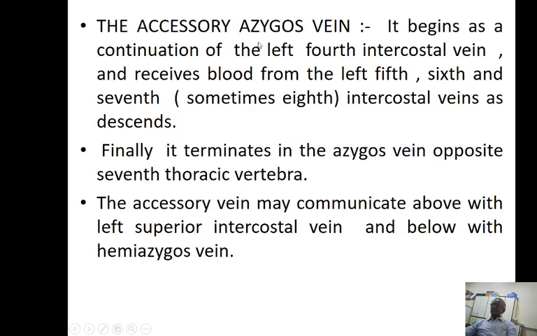The accessory azygos vein begins as a continuation of the left 4th intercostal vein and receives blood from the left 5th, 6th and 7th intercostal veins as it descends. Finally, it terminates into the azygos vein opposite the 7th thoracic vertebra. This accessory azygos vein may communicate above with the left superior intercostal vein and below with the hemiazygos vein.